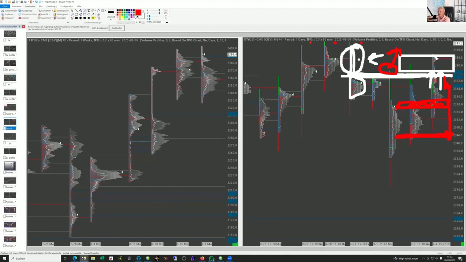How do we know if the single print is from buyers or sellers? It's very easy. For example, this chart. Here is the single print, and here's the closing price. What do you think? Who created this single print? Buyers or sellers?